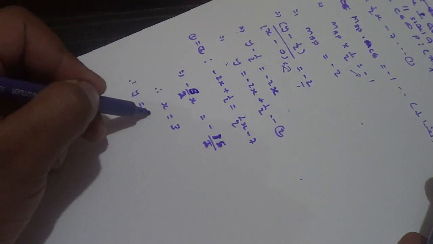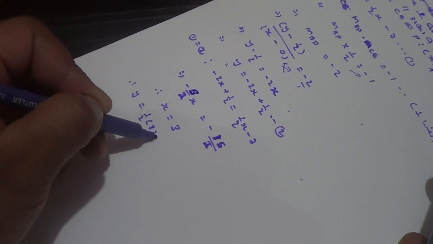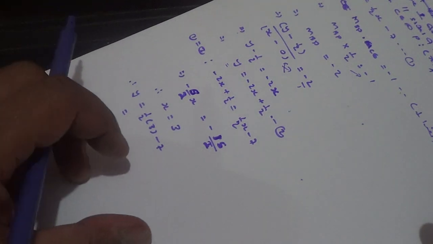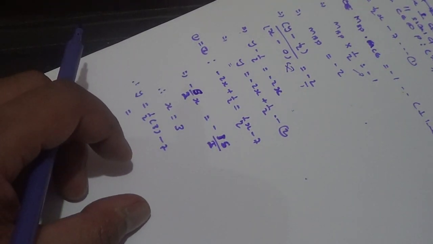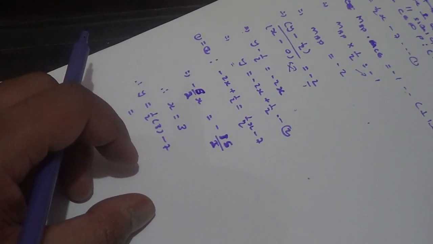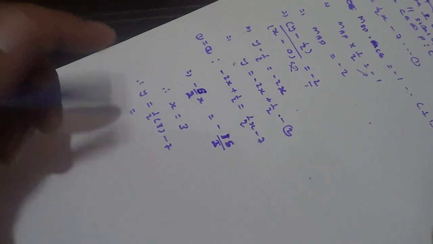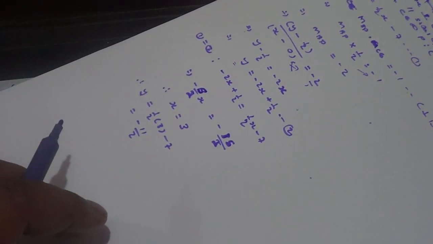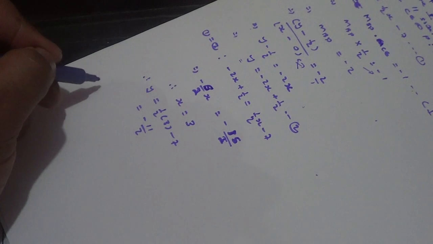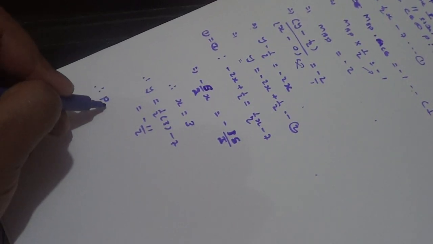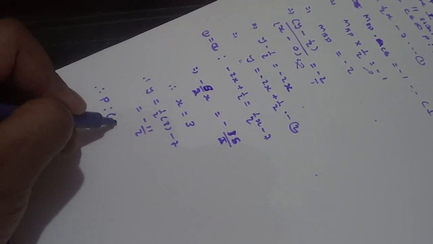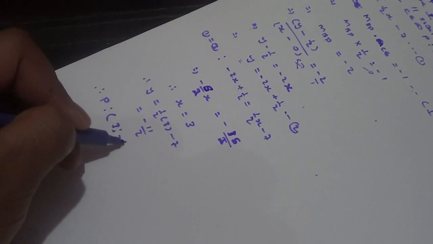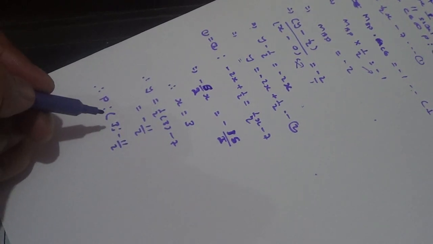So therefore, our y will also be equal to, now we can substitute to any of these two equations. So it's going to be half into 3 minus 7, which is what? So this is 3 over 2, minus 7, so I get minus 11 over 2, okay? So therefore I know that my point P is 3, minus 11 over 2.